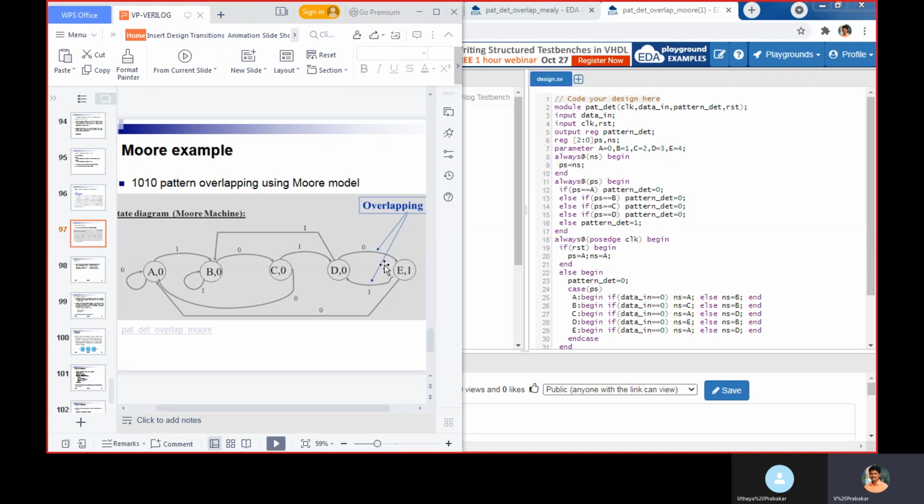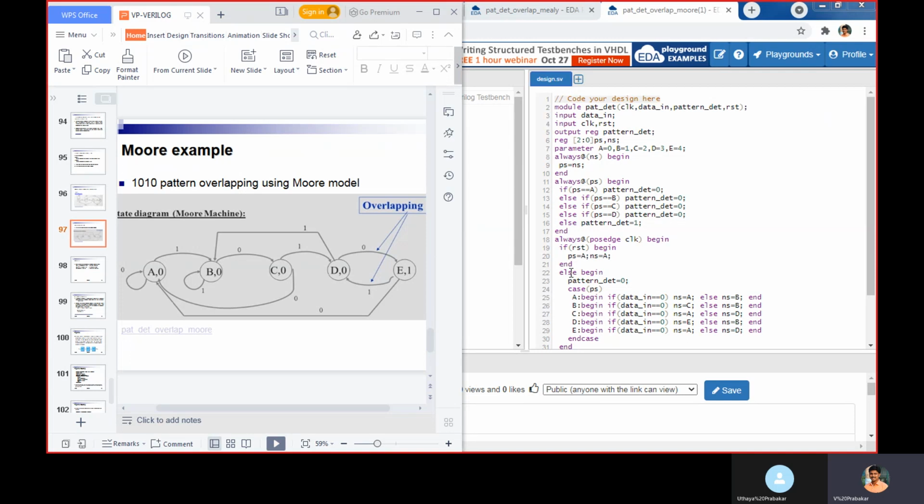Then here we have five states. Earlier we had four. Here we have five states. To represent five states, the maximum value is 4. A is 0, B is 1, C is 2, D is 3, and E is 4. To represent 4, we need 3 bits. So the present state and next state are declared as [2:0], a 3 bit.